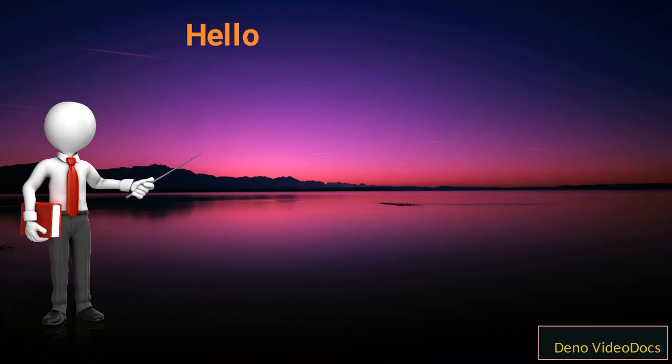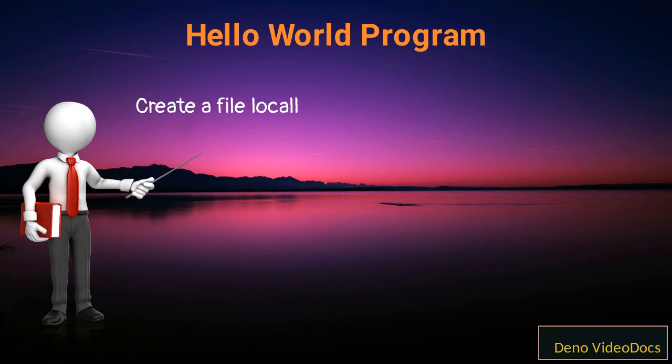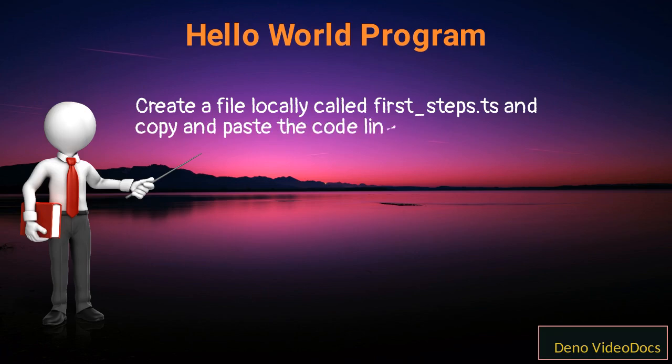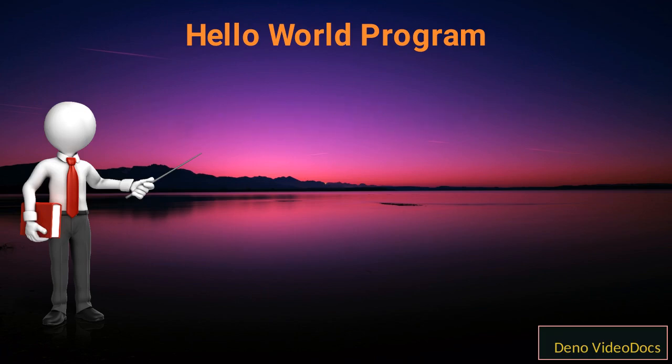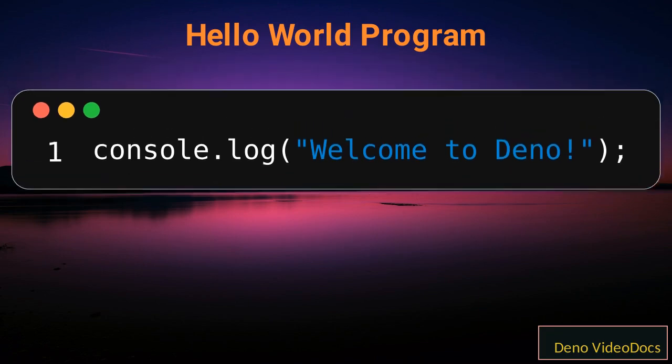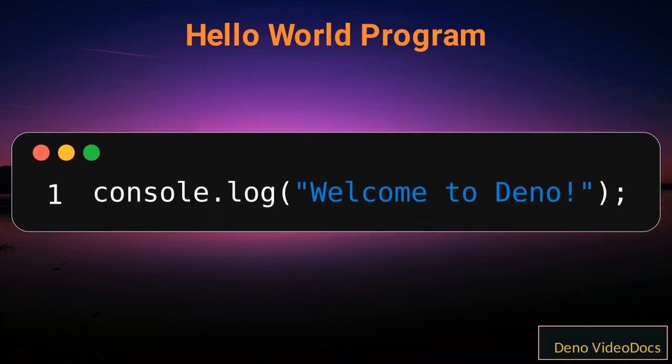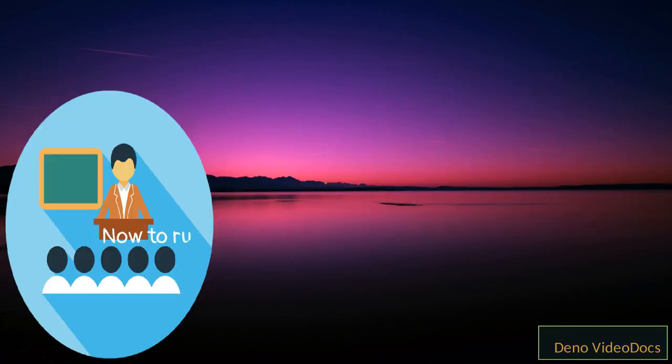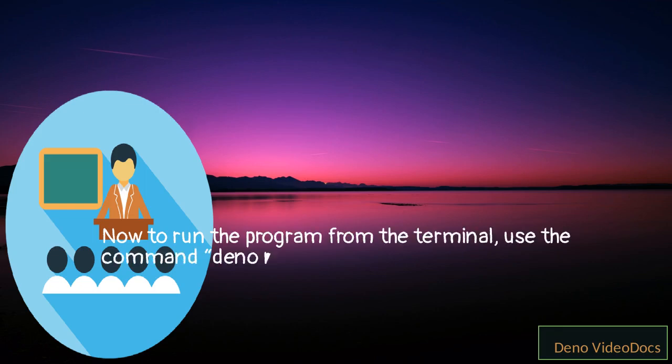How can you create a Hello World program and run it in Deno? Create a file locally called first_steps.ts and copy and paste the code line below. Now to run the program from the terminal, use the command deno run first_steps.ts.